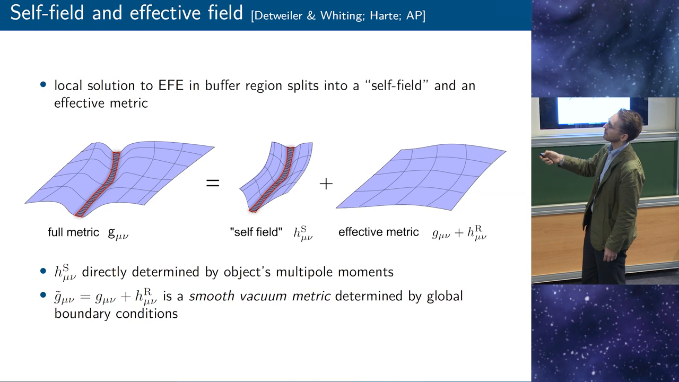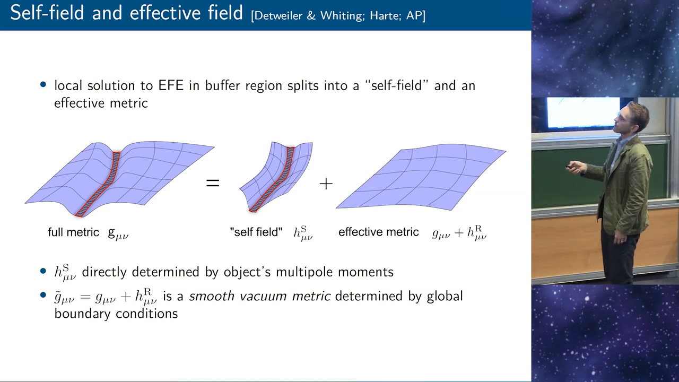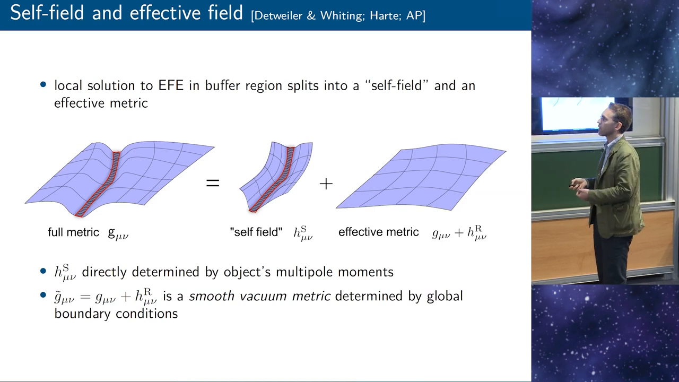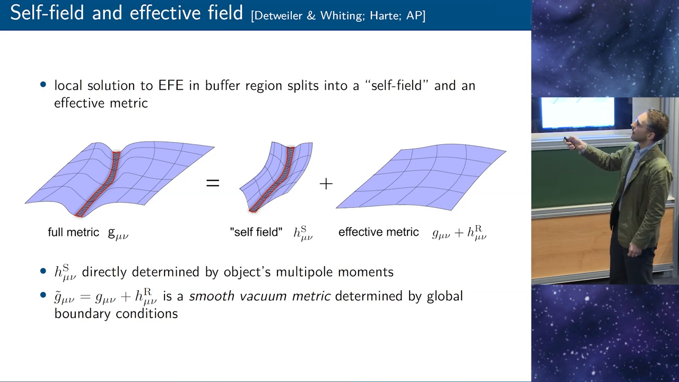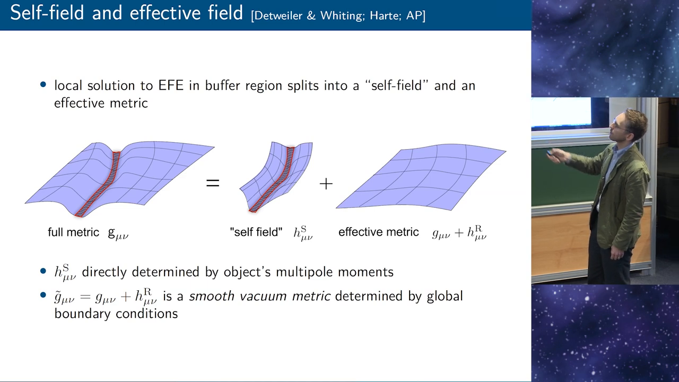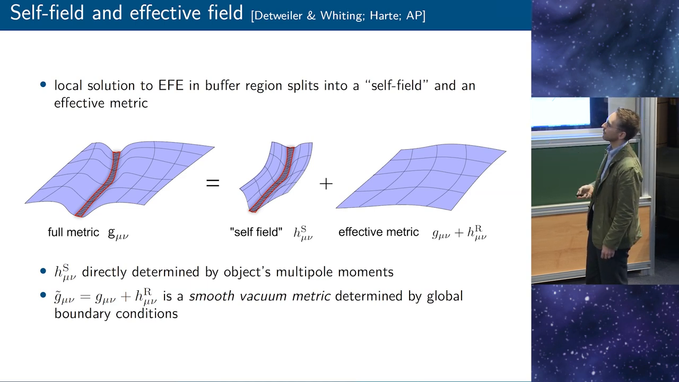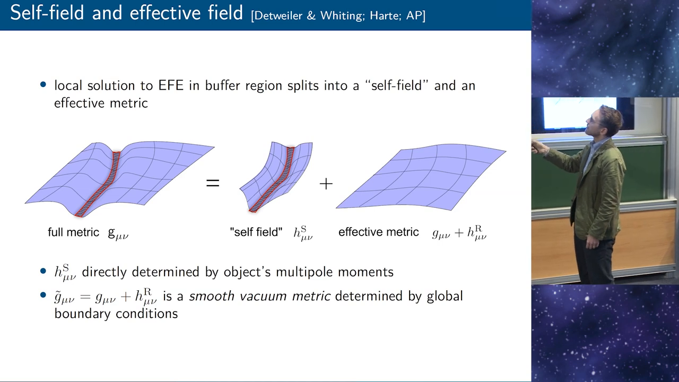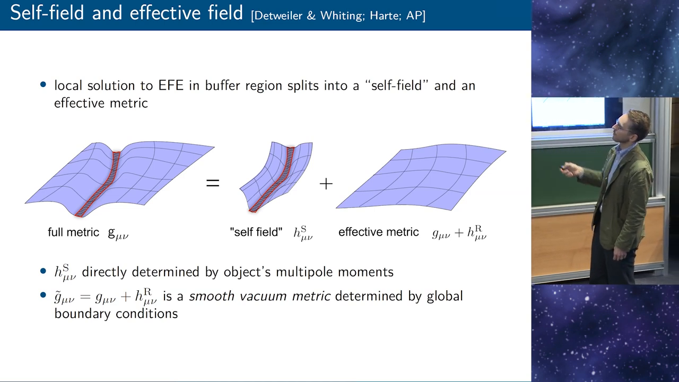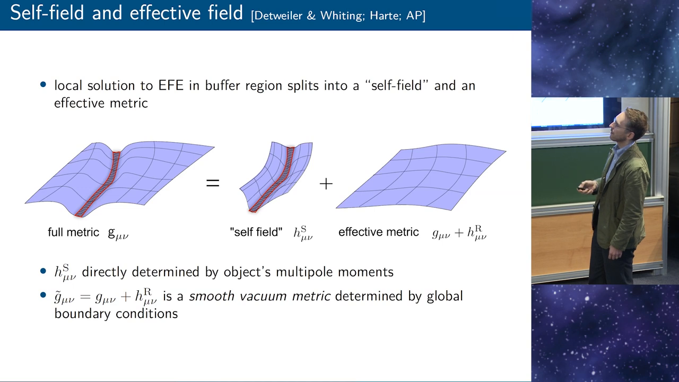You get a self field, which is directly determined by the object's multipole moments, so a leading order of the mass, subleading order of the spin, sub-subleading quadrupole moment, and so forth. And then you have a remainder that's very slowly varying in the neighborhood of the small body, or on the scale of the small body. And this defines an effective metric, which is the external background plus this other field. And this effective metric is a smooth vacuum metric that's determined by global boundary conditions.